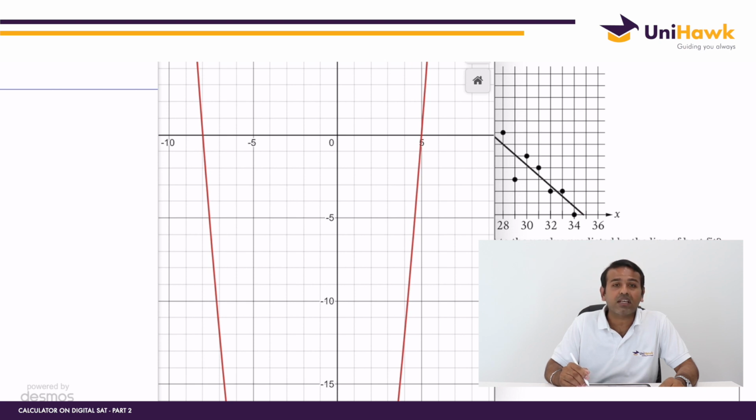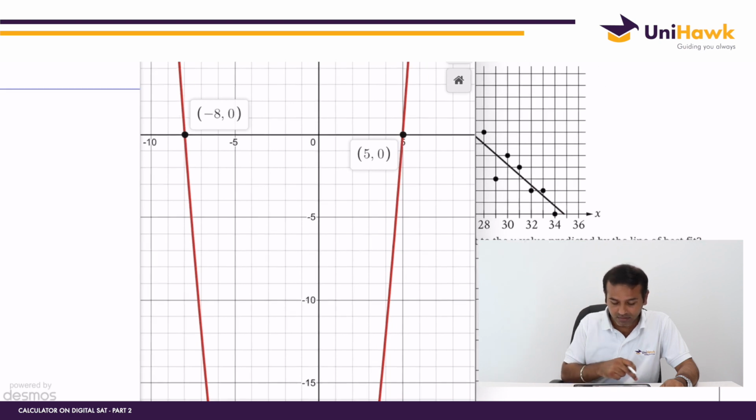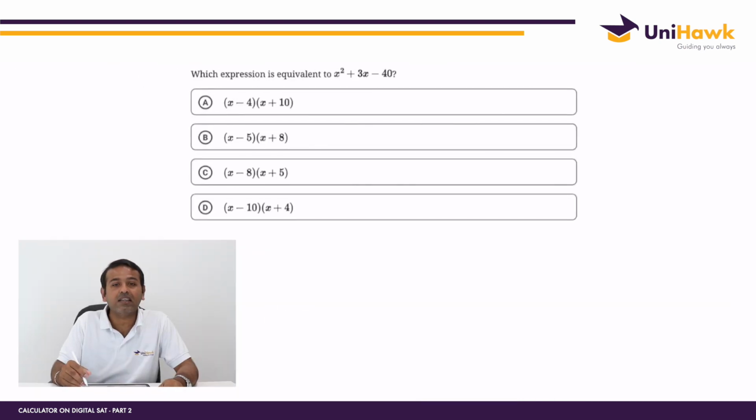Now, after plotting this expression, I'm sure you have identified there are 2 points where the graph is intersecting the x-axis. The first point is (5, 0) and the second point is (-8, 0), which means x is 5 and x is -8. Now let's see how these values will help us to identify the answer.